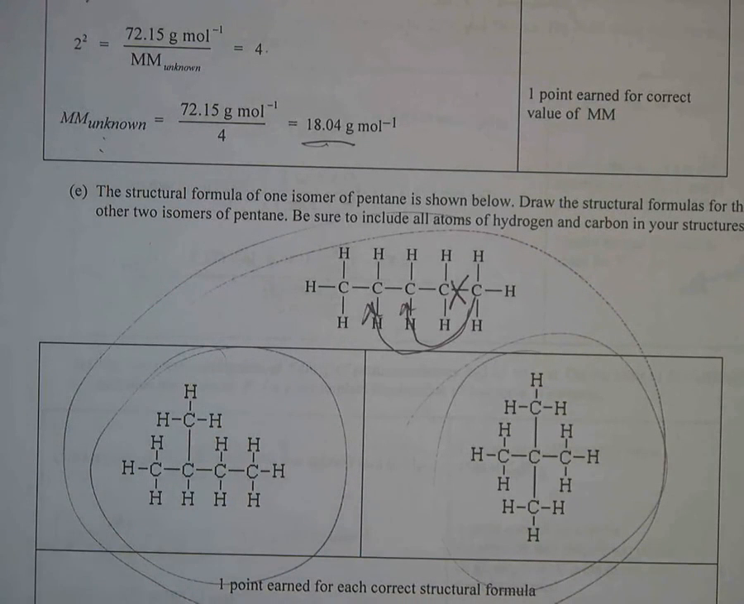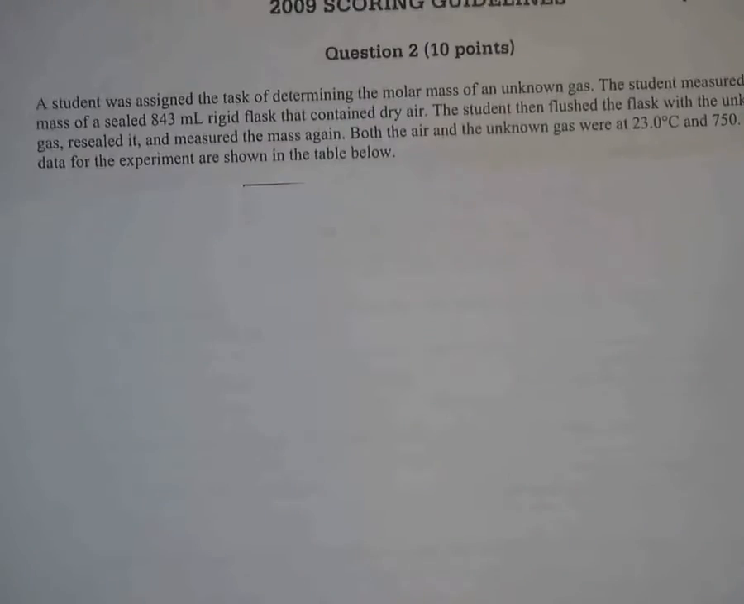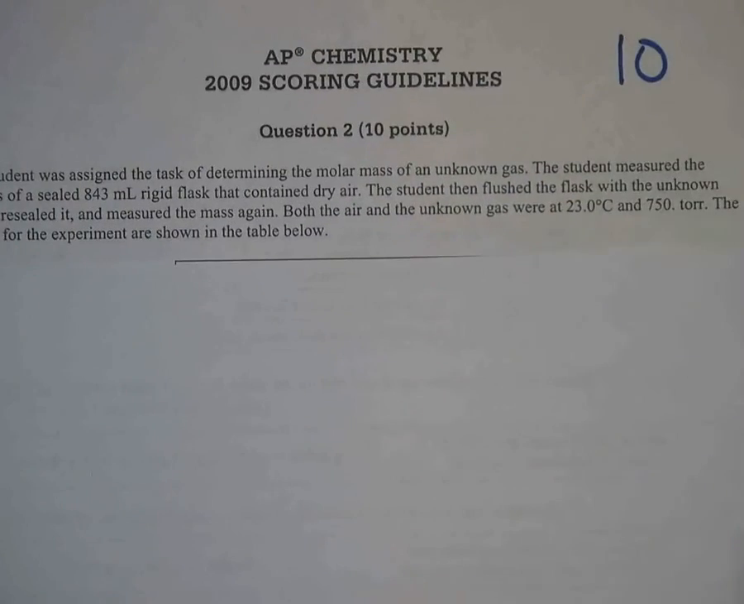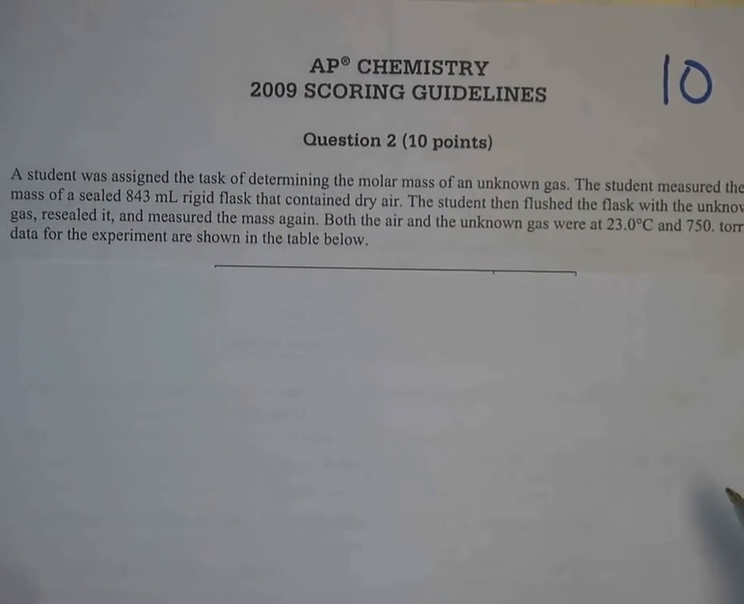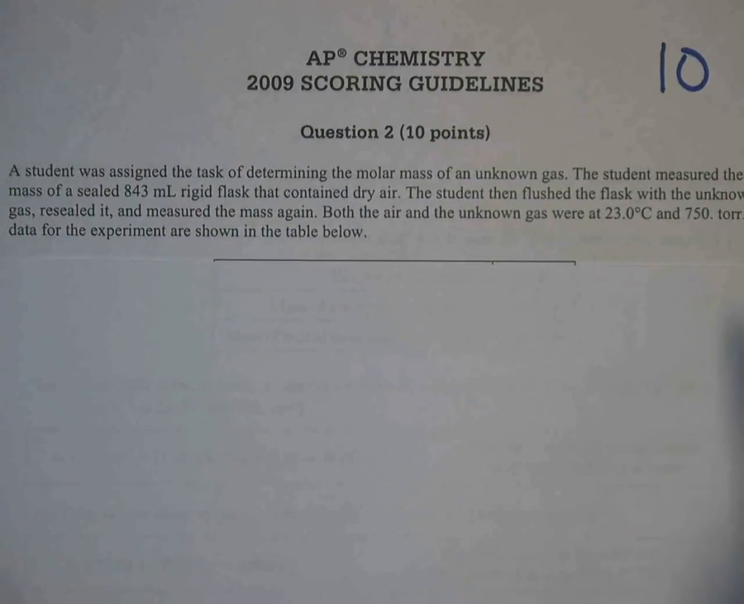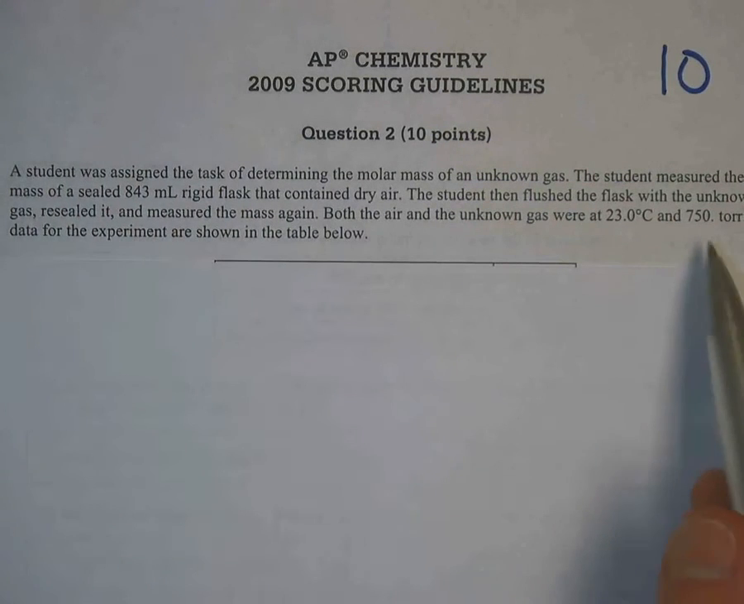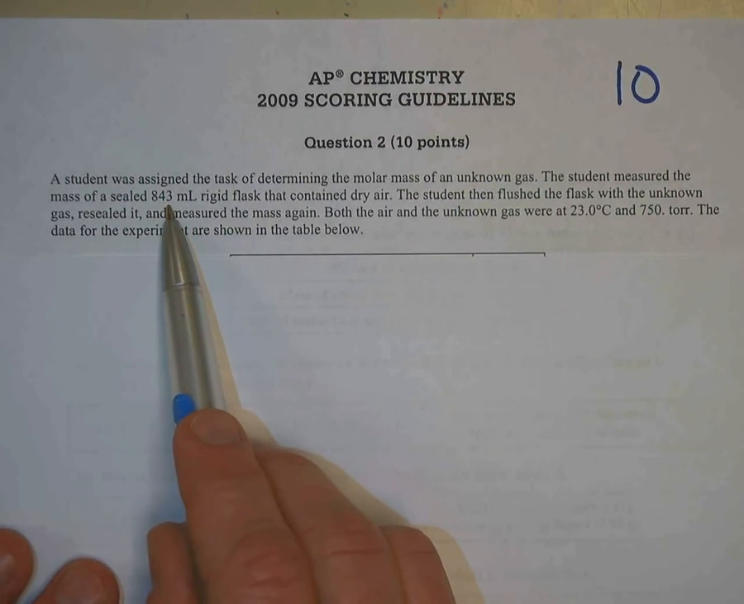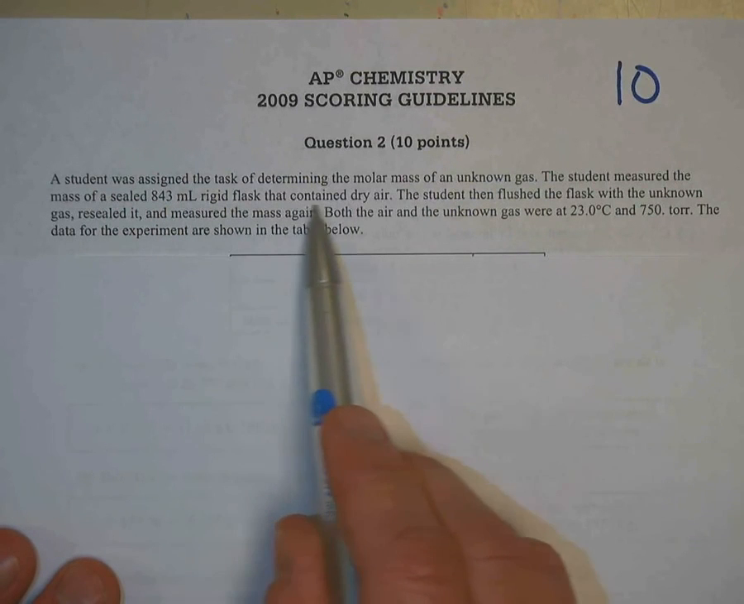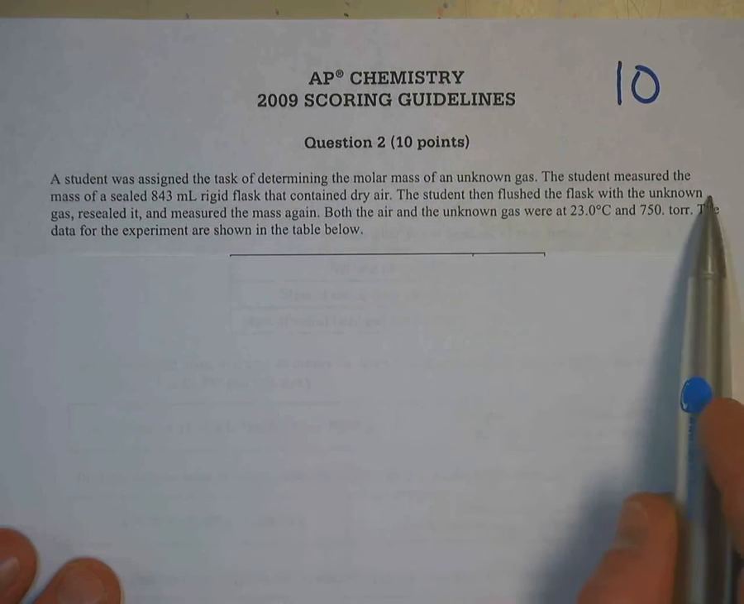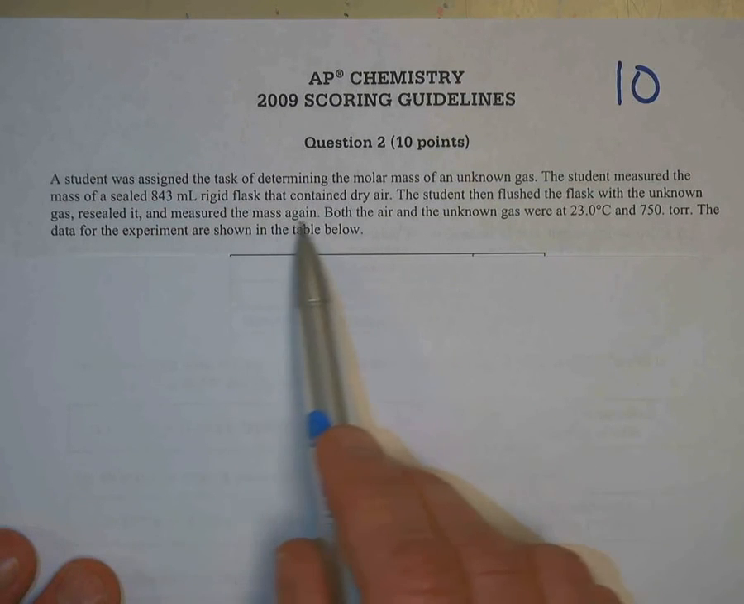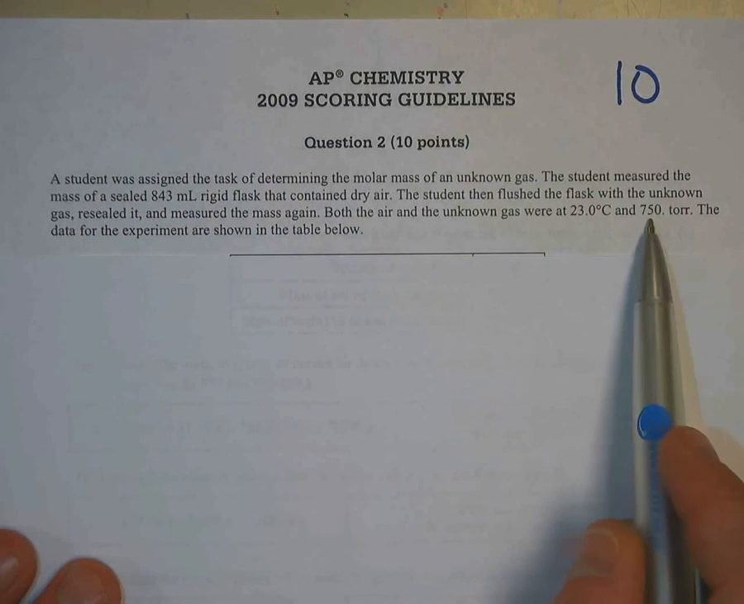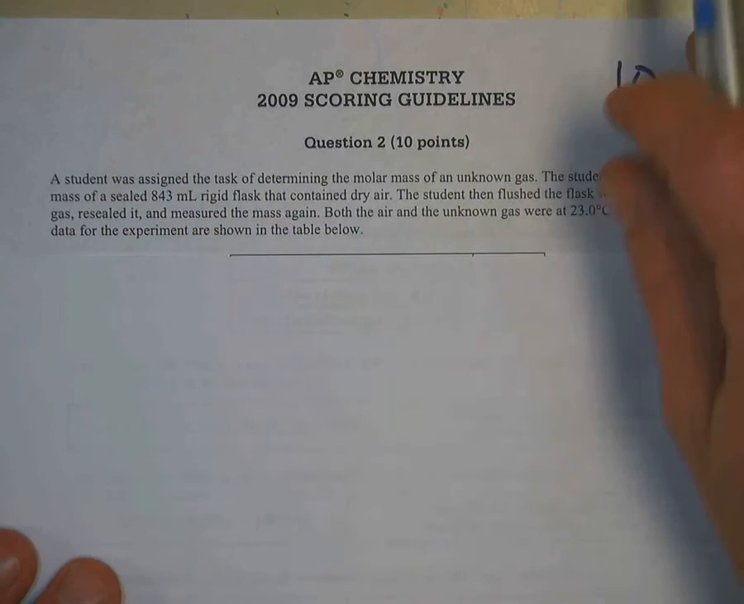All right, let's take a look at one more, no, maybe 2. This is a gas laws problem from 2009, and it was kind of a lab problem. They were assigned to find the molar mass of an unknown gas. The student measured the mass of a sealed 830.43 milliliter rigid flask containing dry air, flushed the gas with the unknown gas, resealed it, and measured again. The air and the gas were at 23 degrees Celsius and 770 torr. The data for the experiment are below.